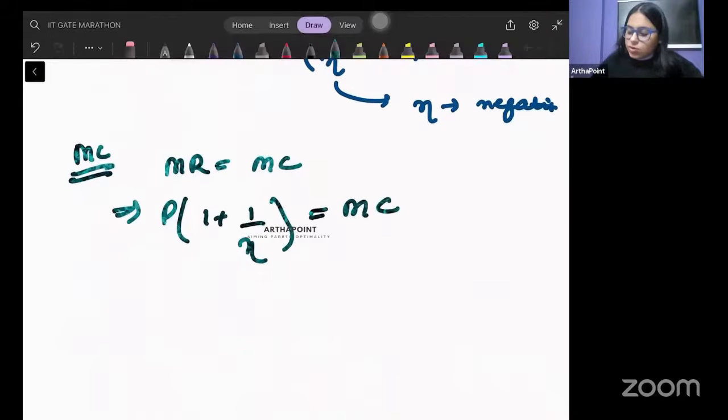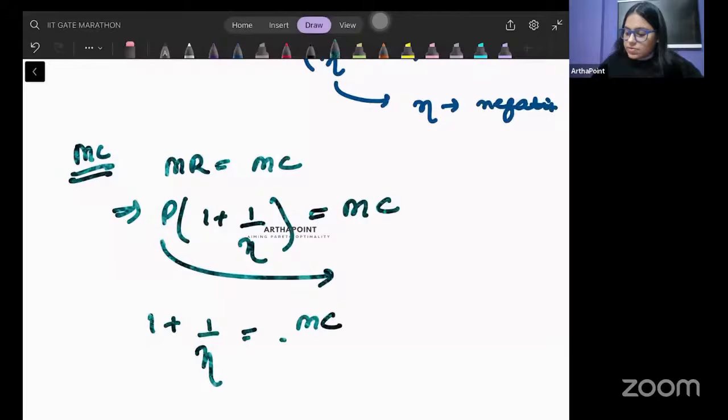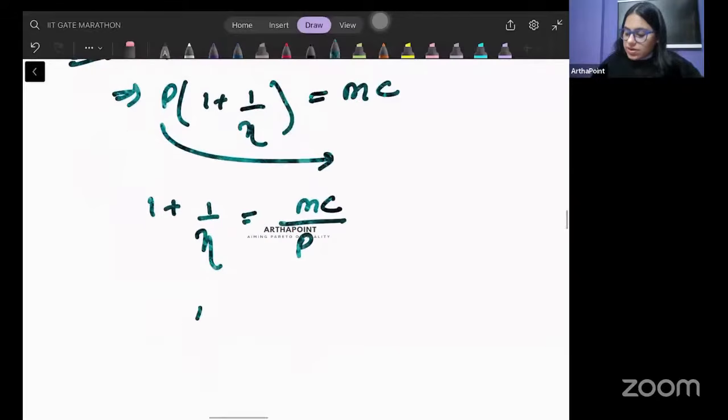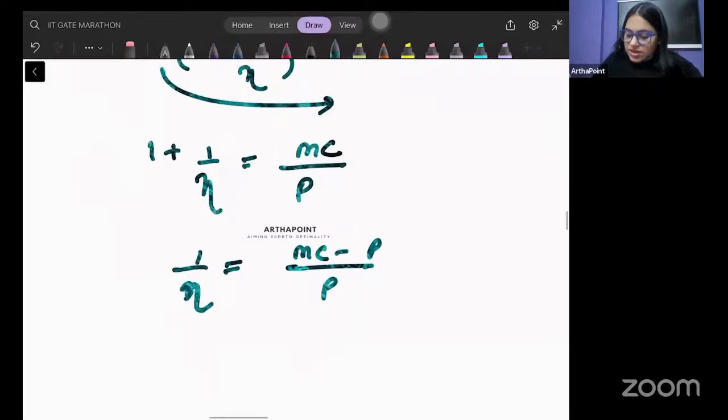From here what you can do is you can also solve this further. So you can just take P on the other side. So you can also say 1 + 1/elasticity is equal to MC by P. You can also subtract 1. So it will give you (MC minus P) by P. Right. And I told you now that this is a negative value.